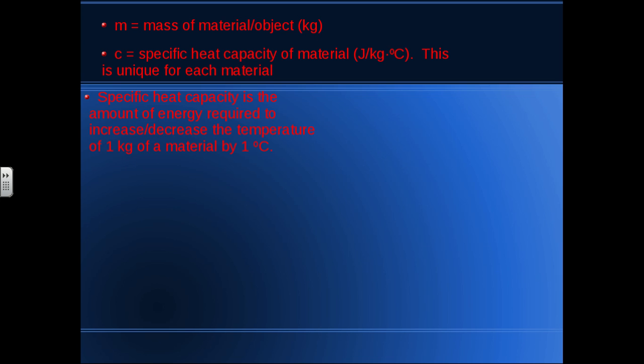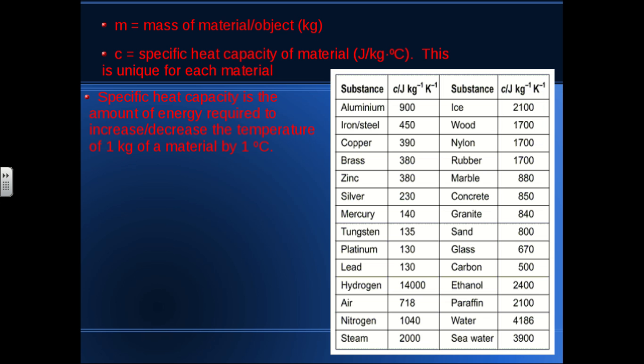Specific heat capacity is the amount of energy required to increase or decrease the temperature of 1 kilogram of a material by 1 degree Celsius. And here are some typical values. If you look at this table, you can see that water has a very high specific heat capacity. It's not the highest one in the table. We can see that hydrogen is the highest value in the table.